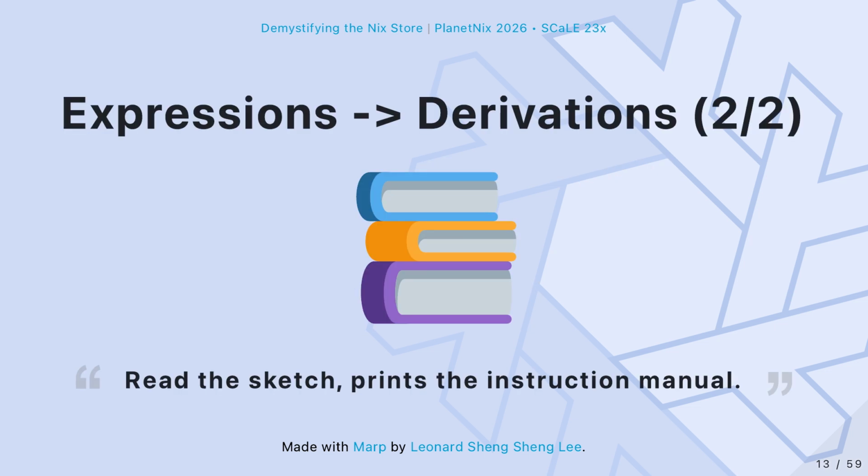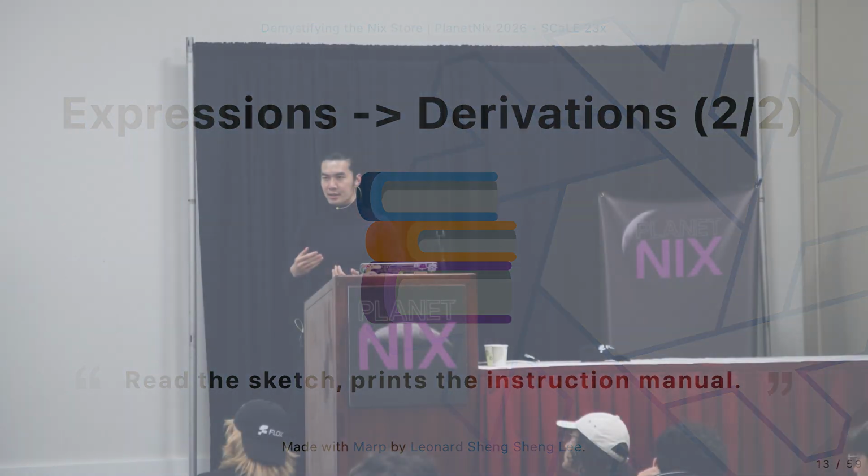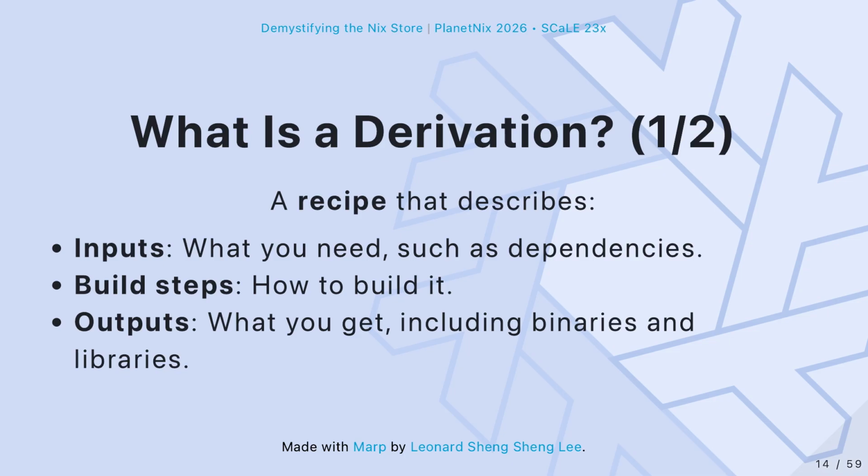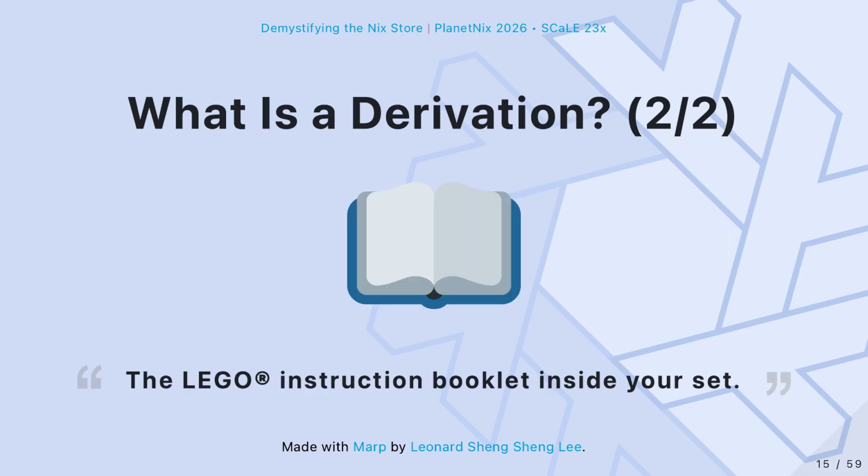And what is a derivation? A derivation is just a recipe. It tells Nix exactly what inputs are needed, which steps to perform, and what the final output should look like. So, back to the Lego metaphor, a derivation is like the Lego instruction manual that comes in your Lego set. Everyone follow along? Good.